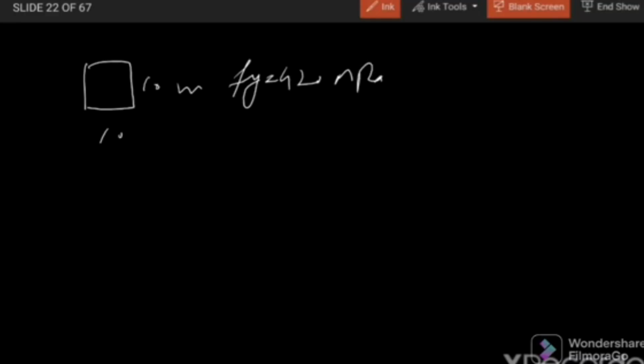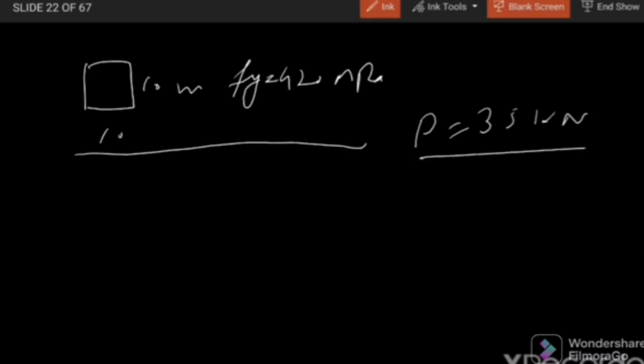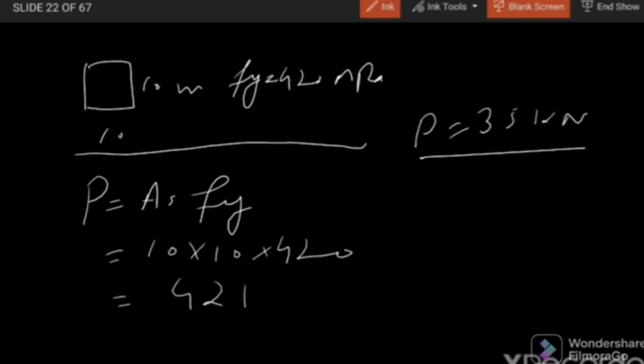For example, we have selected a rectangular section of 10 by 10 millimeter, and Fy is 420 megapascal. For example, P is 35 kilonewton. So we will check whether our assumed section is capable to resist this 35 kilonewton or not. So its capacity P is equal to As into Fy. So As is 10 by 10 and Fy is 420, so it will be 42 kilonewton. So the nominal capacity is 42 kilonewton and the applied load is 35 kilonewton.